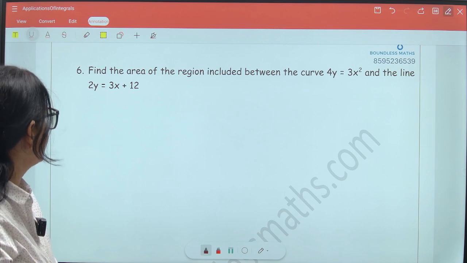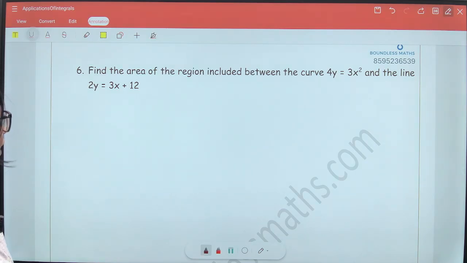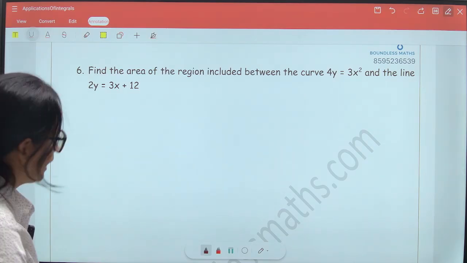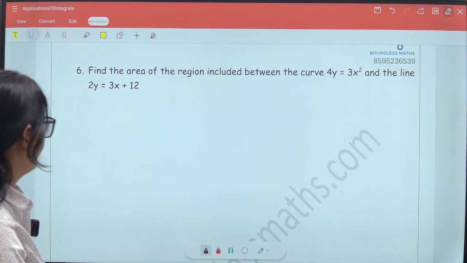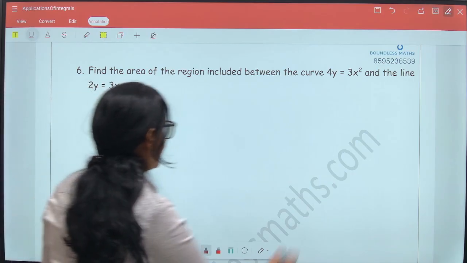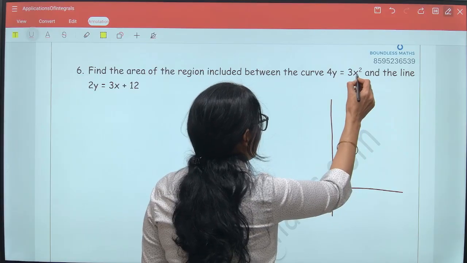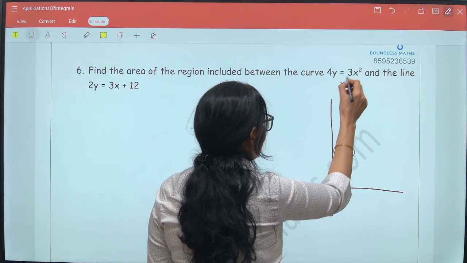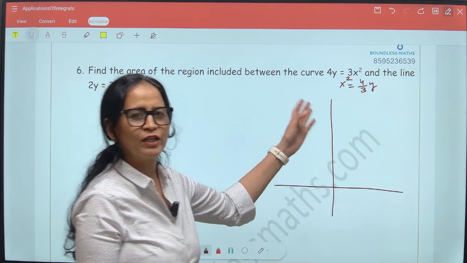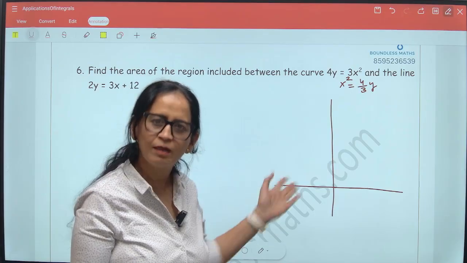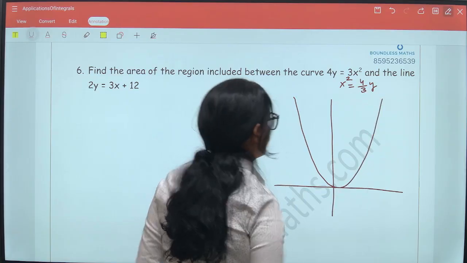Find the area of the region included between the curve 4y is equal to 3x square and the line 2y is equal to 3x plus 12. So first let's understand what is the shape of this parabola. It is x square equals 4 by 3y. So that means it is going to open which side? Upwards. So that means the parabola is somewhere like this.